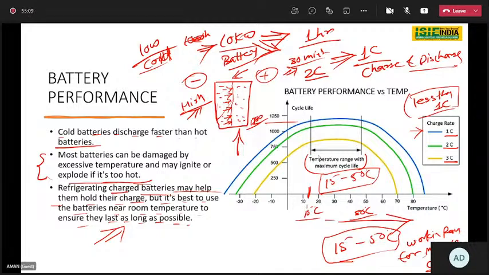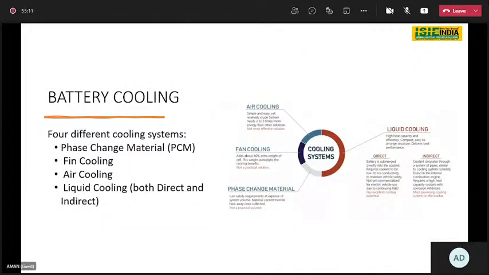Let's move on. Now let's discuss the battery cooling criteria. What are the various steps that you can basically use to cool your battery? So the first thing is phase change material. This is also called PCM. This is a very interesting technique. We'll discuss this particular technique.